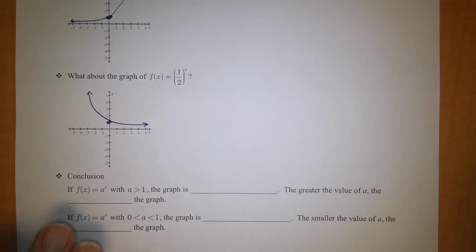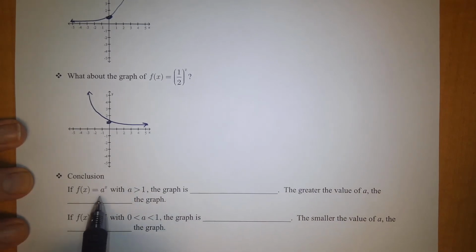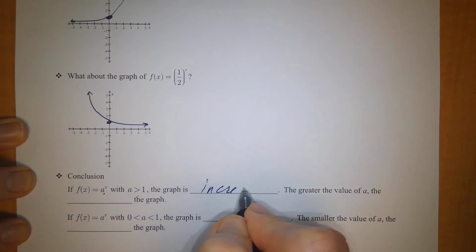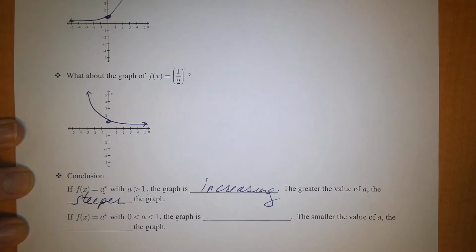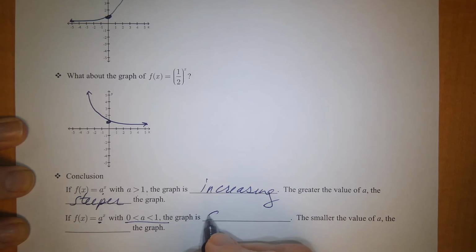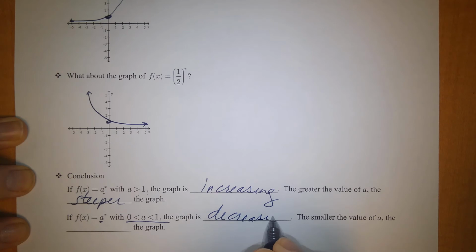So in conclusion, for the graph of f of x equals a to the x power, if a is greater than 1, the graph is increasing. The greater the value of a, the steeper the graph becomes. However, for the same function, if the base is between 0 and 1, in other words, a fraction, then the graph is decreasing. The smaller the value of a, in other words, the closer it gets to 0, the steeper the graph becomes.